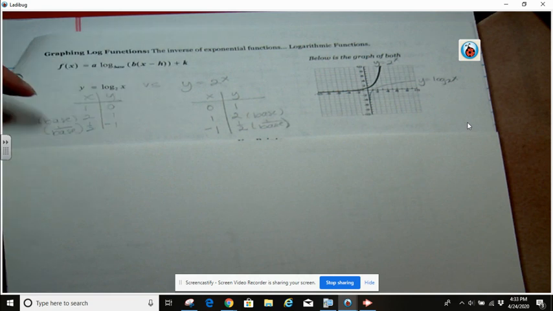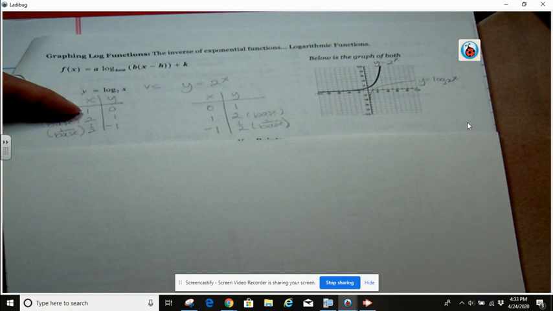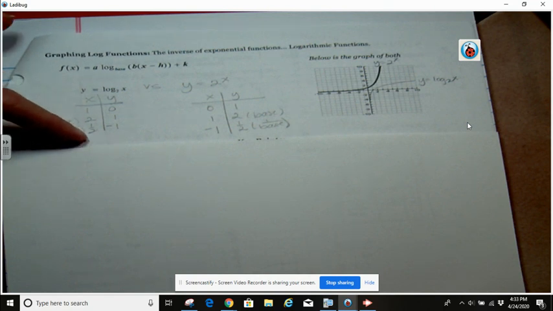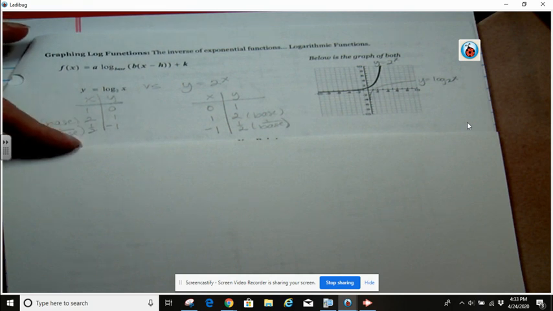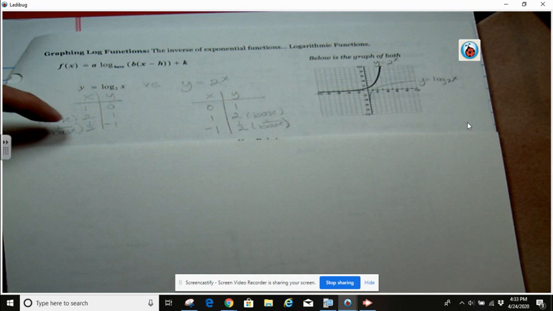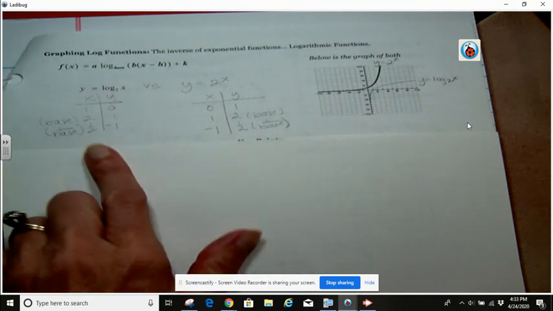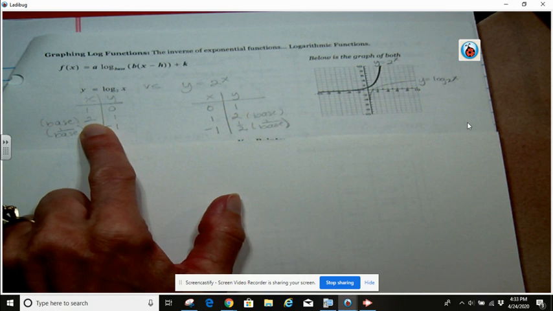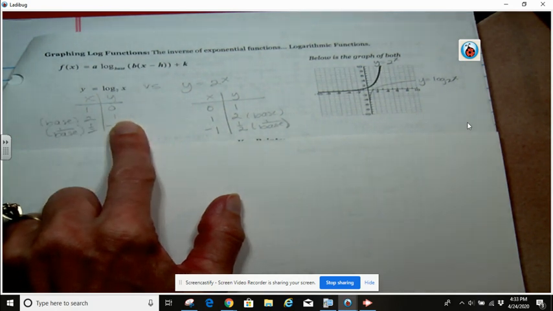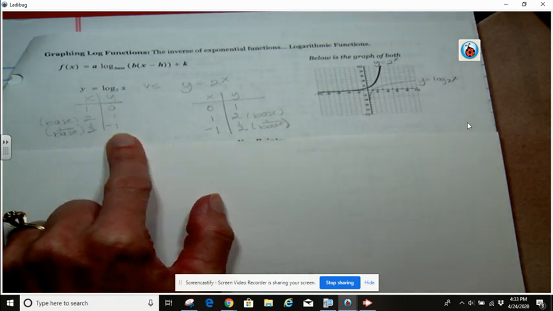So these are some basic points that you want to start with. 2 is the base of the log. We always do the x-intercept point, and then have x equal to its base and x equal to the reciprocal of its base. Those are just going to be a pattern that we follow. Whatever the base of the log is, your y value is always going to be 1, and 1 over the base is always going to equal -1.